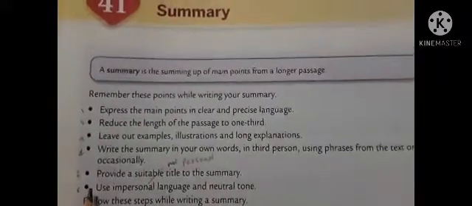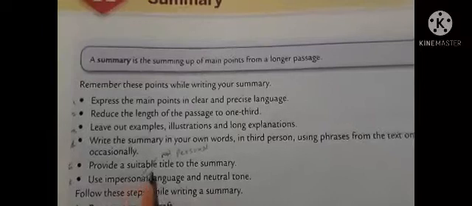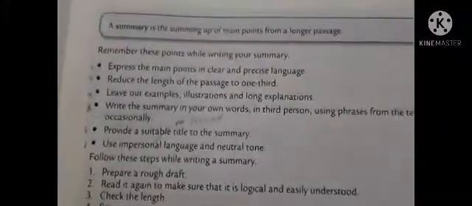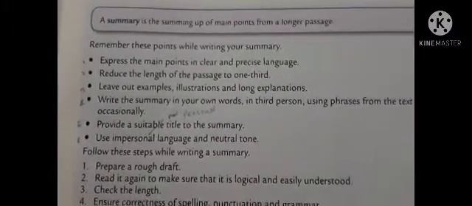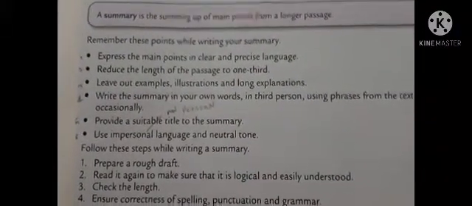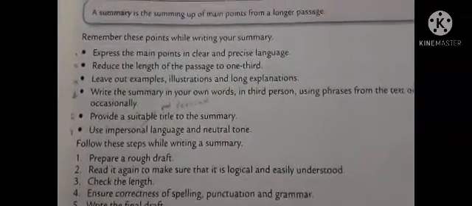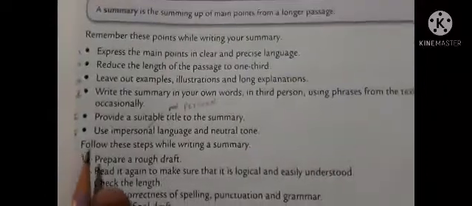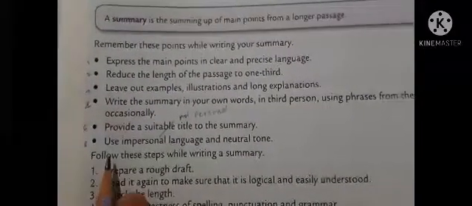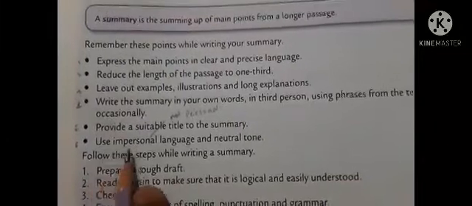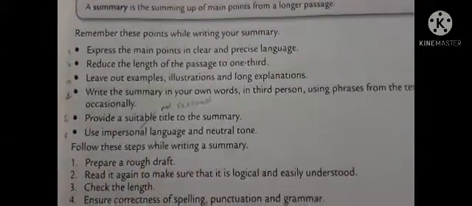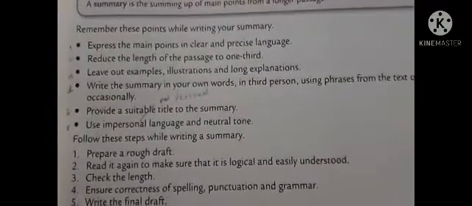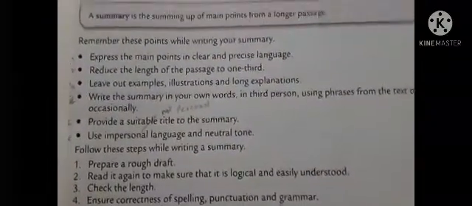The fifth point is we have to provide a suitable title to the summary. And then we have to give an apt title for the summary. That should be based on the passage. Sixthly, we have to use impersonal language and neutral tone. So, the summary should not be negative nor positive.